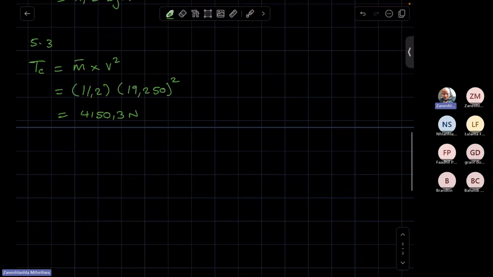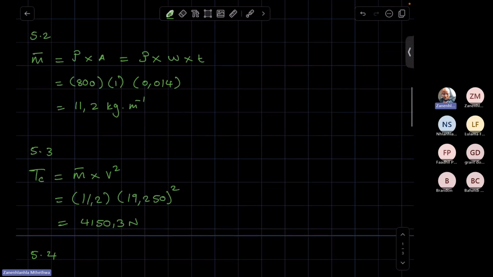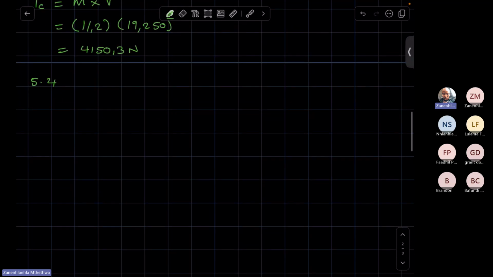So this is 5.4. If Tmax is in terms of the width of the belt as well as the number of plies, then the way you get T1 is by simply saying Tmax times the width times the number of plies. It's as simple as that.